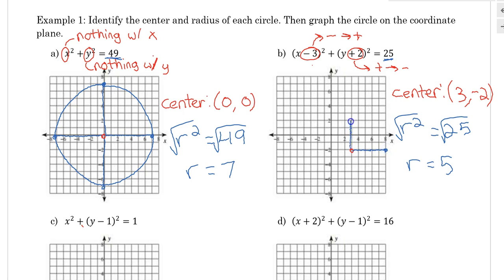So again, 1, 2, 3, 4, 5 in each direction. And connect that outside with a circle. And that's it. All right, let's look at our next example.